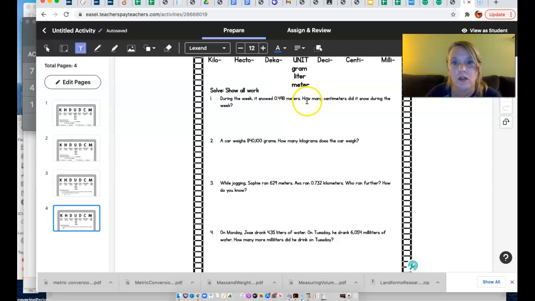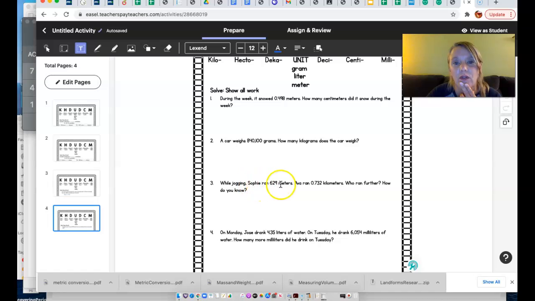During the week it snowed. How many centimeters did it snow? Okay, so you're just taking this meters and you're converting it into centimeters. A car weighs 840,100 grams. How many kilograms? You're just transferring this into kilograms.